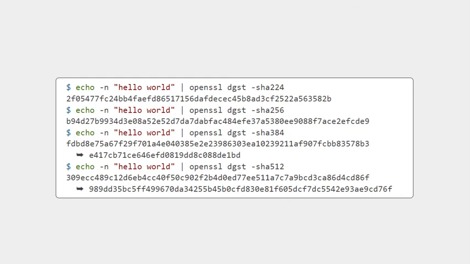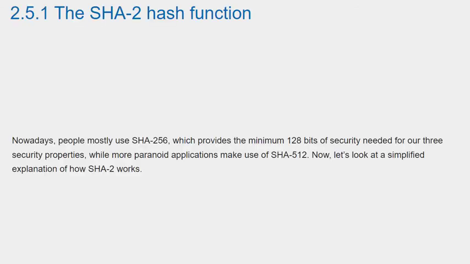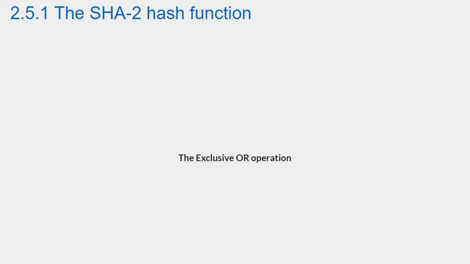In the following terminal session, we call each variant of SHA-2 with the OpenSSL CLI. Observe that calling the different variants with the same input produces outputs of the specified lengths that are completely different. Nowadays, most people use SHA-256, which provides the minimum 128 bits of security needed for our three security properties, while more paranoid applications make use of SHA-512. Now, let's look at a simplified explanation of how SHA-2 works.